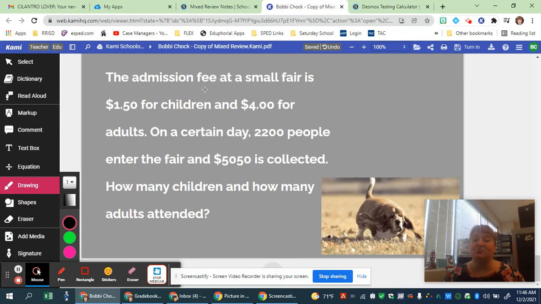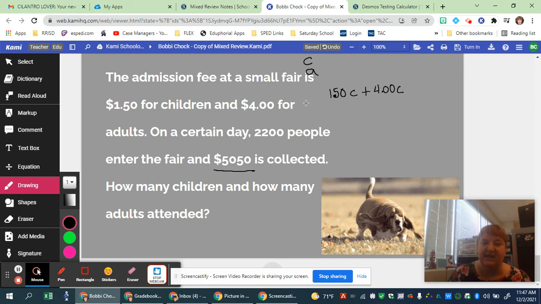Okay, let's write an equation or write two systems. The admissions fee at a small fair is $1.50 for children and $4 for adults. So we have children and we have adults. Okay, children goes with $1.50. Adults goes with $4. Okay, how much did they spend in all?